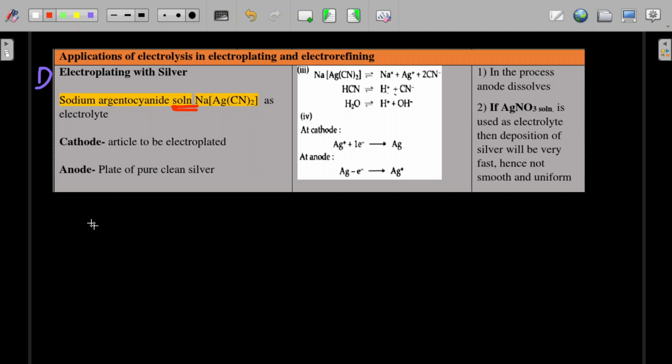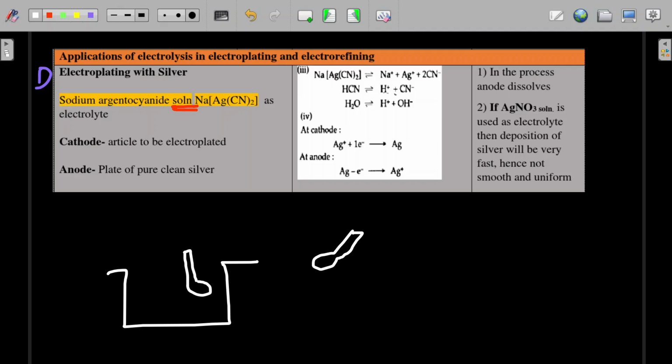In electroplating, say there is some spoon here. That spoon is a steel one. I want it to look like a silver-colored spoon. So what do you have to take? Always we know metal will come and deposit on the cathode. So you have to take the cathode as that spoon.